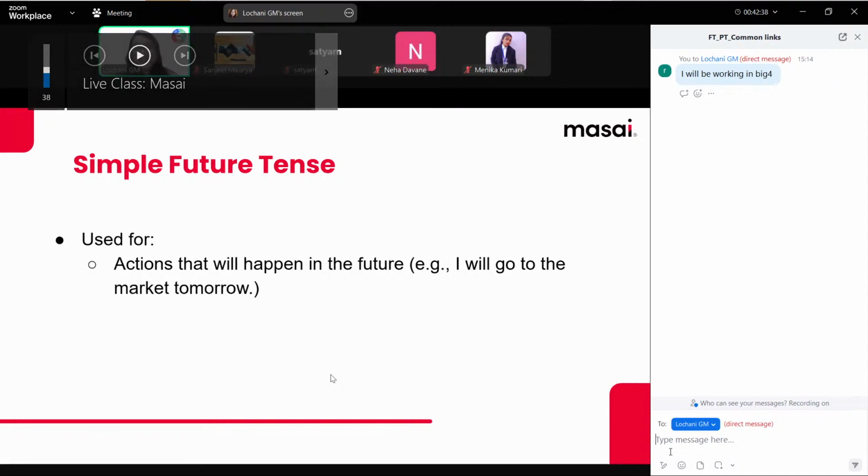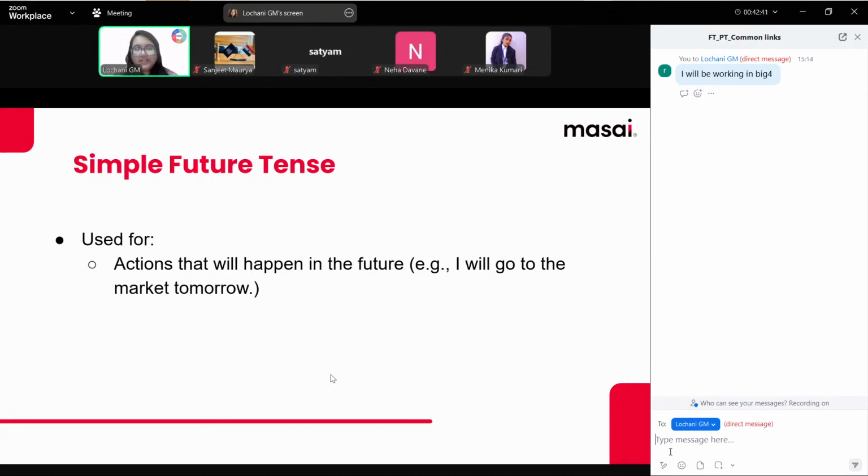I'll be a top data analyst, says Nishant. Okay, that's good. I'll be working in Big Four, says Rohit. Okay, that is right as well. But remember, wherever you're using will be verb plus ing, it is the future continuous tense. So I'll tell you where that is used as well. I will be a philosopher, says Akash. That's nice, that's quite interesting. I'll do assignments after some time, says Satyam. Yes, this is good. This is also the right sentence.